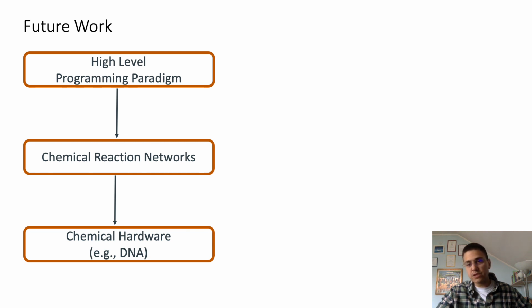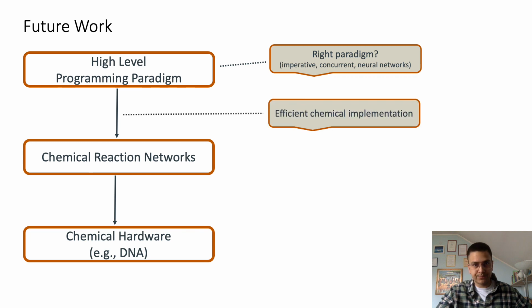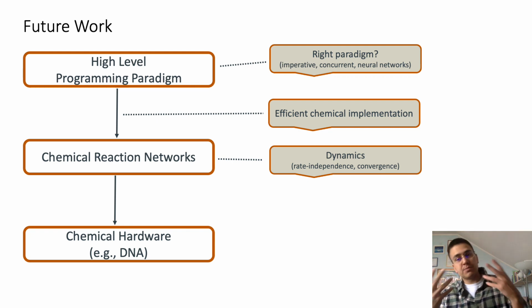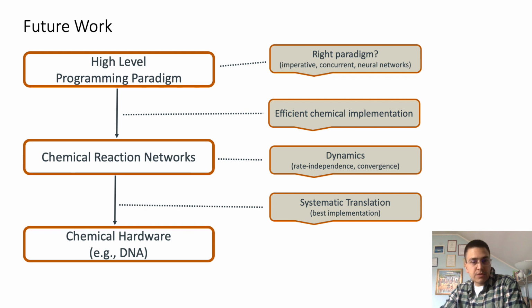Now there are many open questions at all parts of this diagram. For example, at the top, what is the right paradigm to program? Should it be imperative language, concurrent, or should it possibly be neural networks as I presented in this work? Then we need efficient compilers from these high-level programs to chemical reaction networks. Then we need tools that discover chemical primitives that are good and performant, such as one technique I talked about in this talk. Then there are open questions in translating from the level of chemical reactions to DNA.